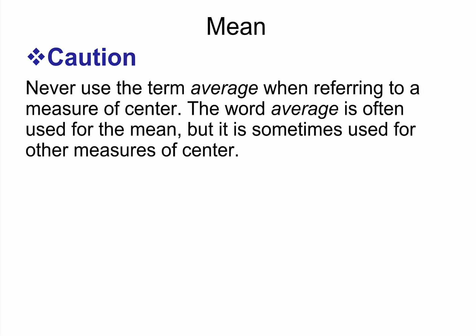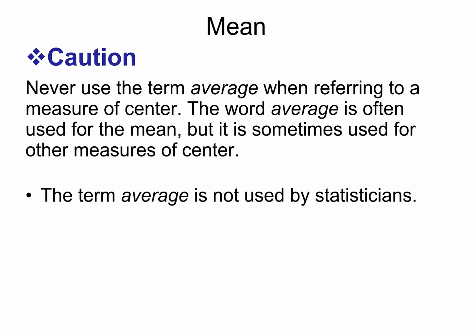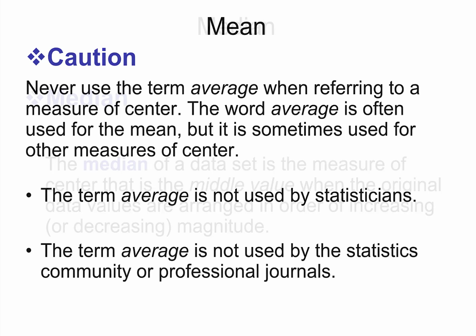And never use the word average when referring to a measure of center. The word average is often used for mean, but it is sometimes used for other measures of center, and statisticians do not generally use the word average.